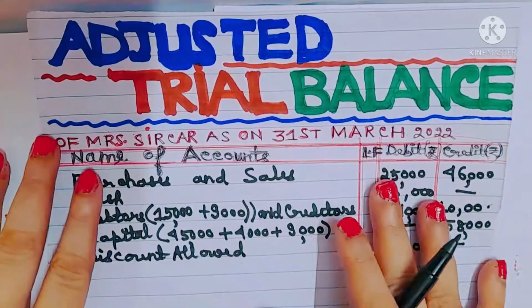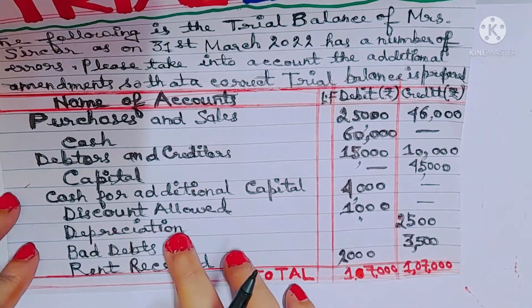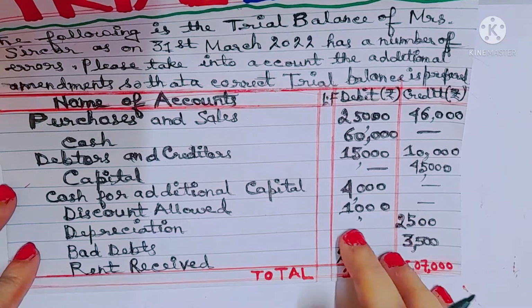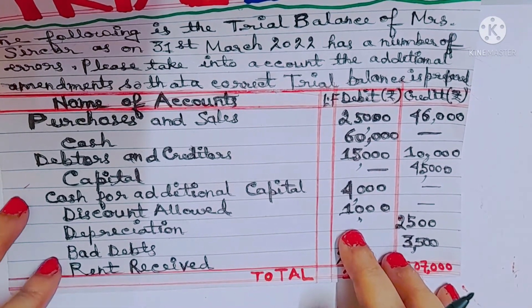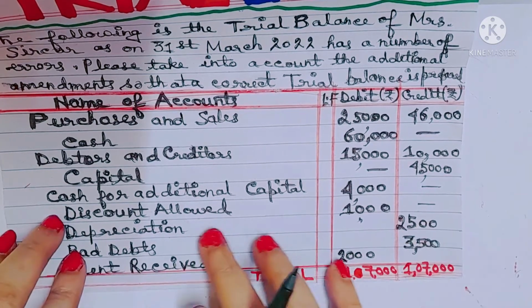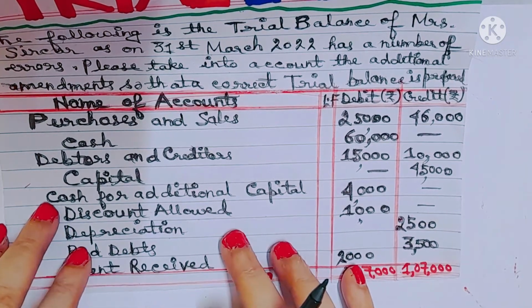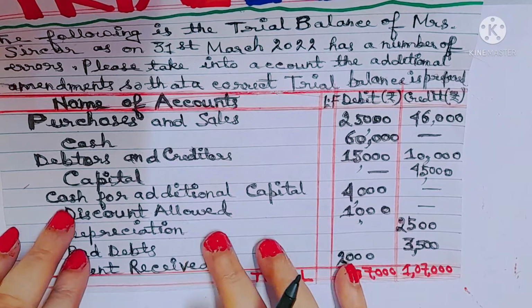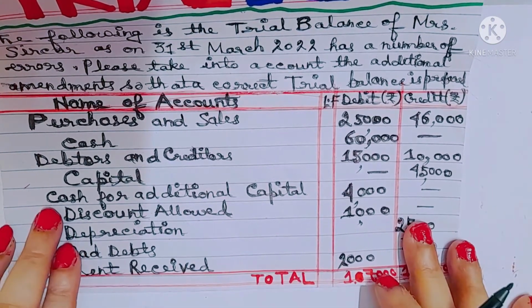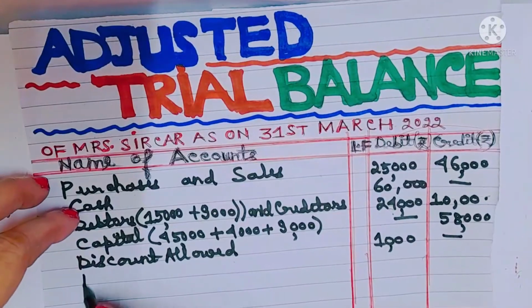Let's see the next account. Depreciation, 2,500. Depreciation is a debit balance and they have made a mistake by writing in the credit column. So let's write depreciation in the debit column as well as let's write a note for depreciation wrongly written in the credit column. Understood? Let's write depreciation.